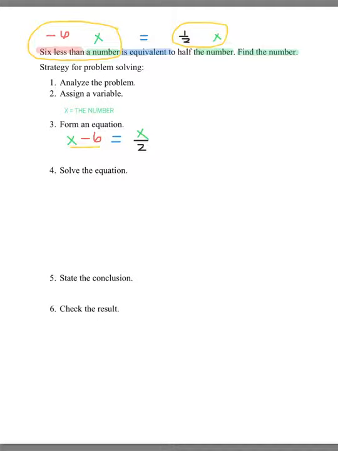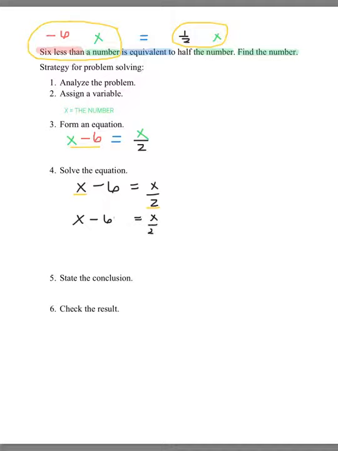So now let us go ahead and solve the equation. So we'll start off by copying it down. X minus 6 is equal to X over 2. So what we want to do is get all the variables on the same side. The problem right now is that we have X on the left and X over 2 on the right. So I'm going to subtract X over 2 from both sides. And the reason for that is because it's going to eliminate X divided by 2 on the right hand side. So we're going to end up with X minus 6 is equal to X over 2.